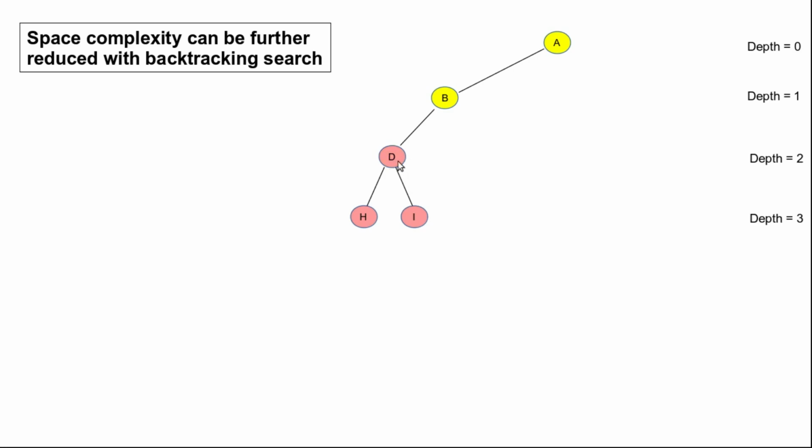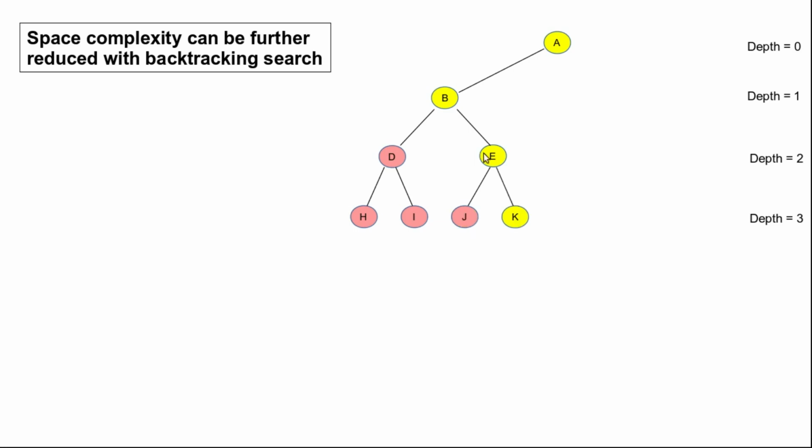Now when exploration of D is complete, we backtrack to B and check whether B has any successor nodes. And yes, B has a successor node E. So we generate E, and next we select E for expansion. When we expand E, we don't generate all the successor nodes. We generate only one successor node, which is J in this example. For J, we cannot generate any more nodes because it is a leaf node, so the exploration of J is complete.